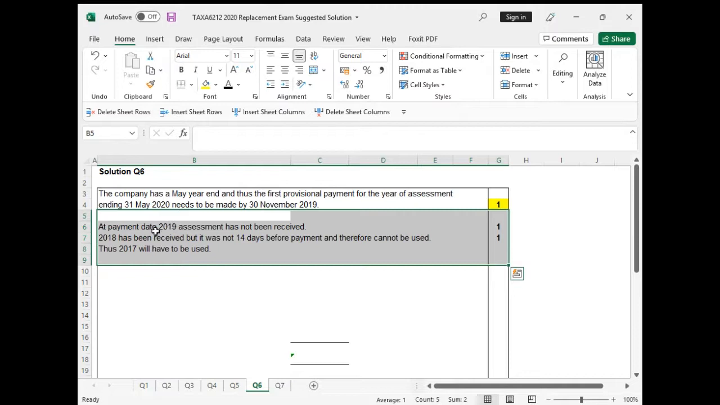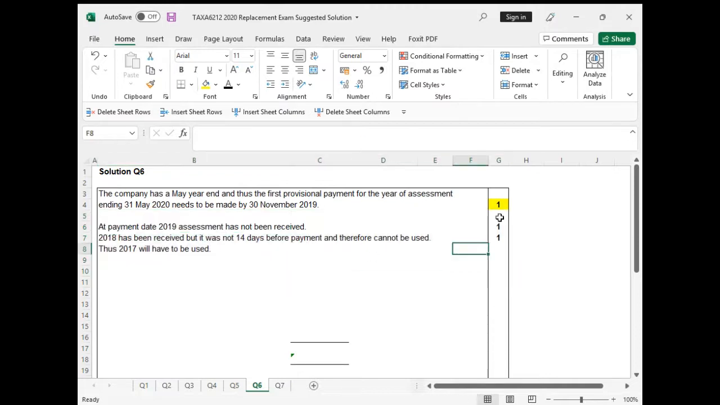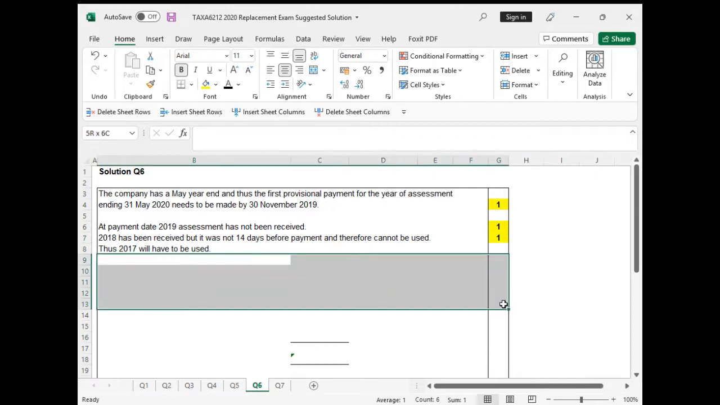Then the next thing you have to state is we will not use the 2019 assessment because it has not been received at the date we have to do it. That's the easy thing to state. The 2018 one you state is not older than 14 days before payment date, so we cannot use it. Also an easy mark. So now we will have to use the 2017 one for our basic amount.